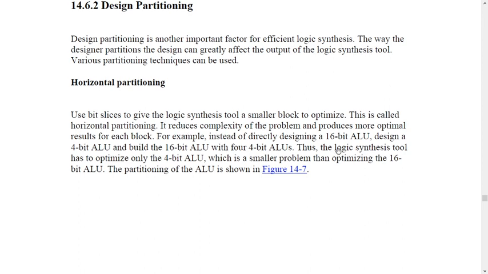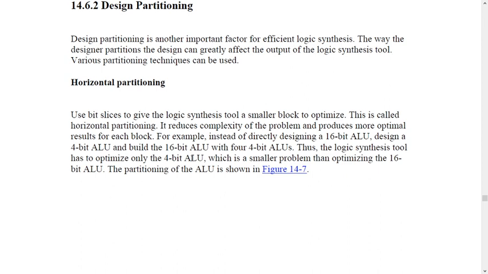It reduces the complexity of the problem and produces more optimal results for each block. For example, instead of directly designing a 16-bit ALU, I design a 4-bit ALU and build the 16-bit ALU with 4-bit ALUs. Thus the logic synthesis tool has to optimize only the 4-bit ALU. Once I have done the optimization for a 4-bit ALU, I can use those optimized 4-bit ALUs. So think of the time required to optimize the 4-bit ALU and the time required to optimize the 16-bit ALU.